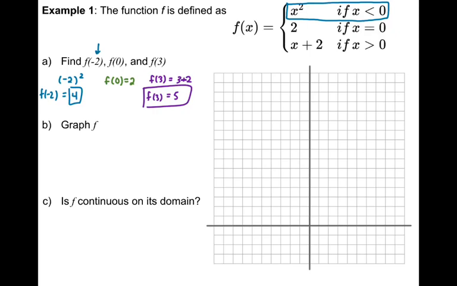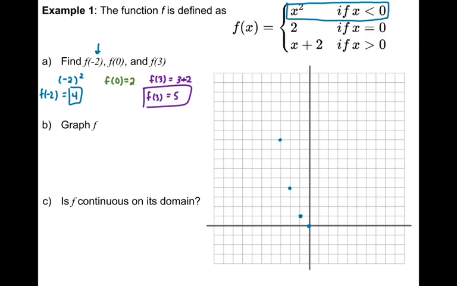So I'm going to sketch in some of those points. 0, 0 is a point. -1, 1. -2, 4. I'm scaling by 1 here. -3, 9. Right? And we've got our parabola on the left side.